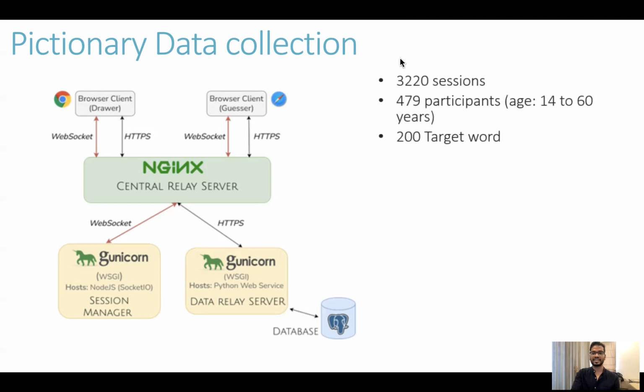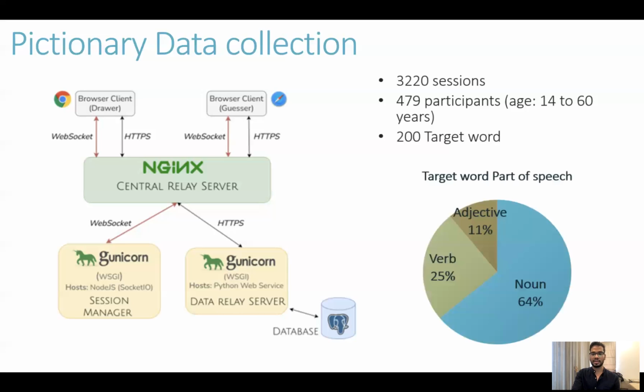All in all, we collected 3,220 sessions distributed among 479 participants with ages varying from 14 to 60, and all these sessions are divided almost equally among 200 target words. We carefully selected these target words to belong to different parts of speech. 64% of them were nouns, 25% were verbs, and 11% were adjectives.